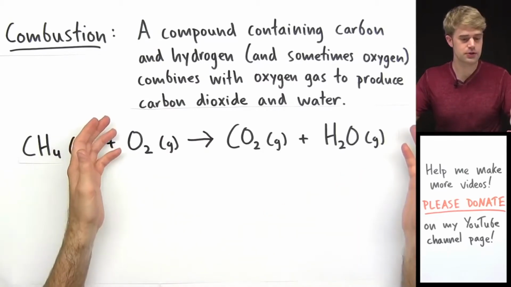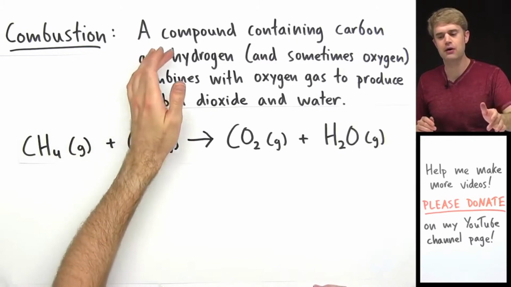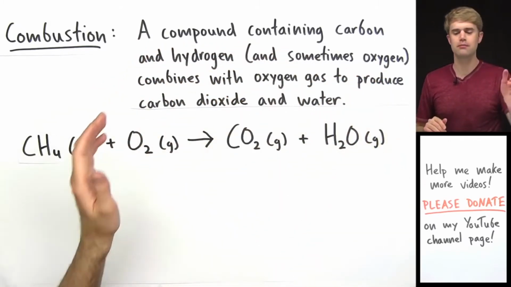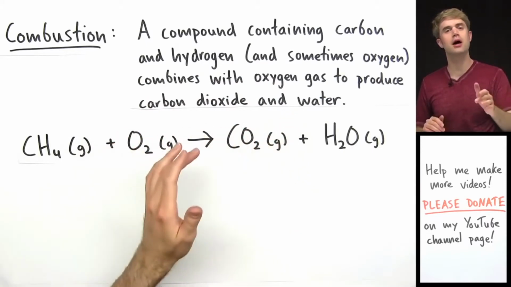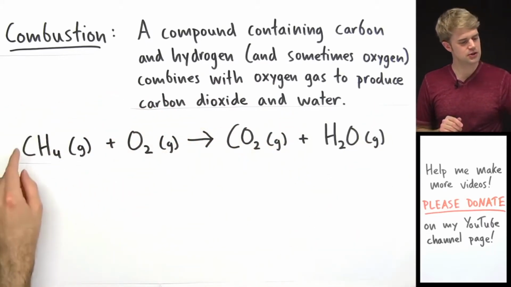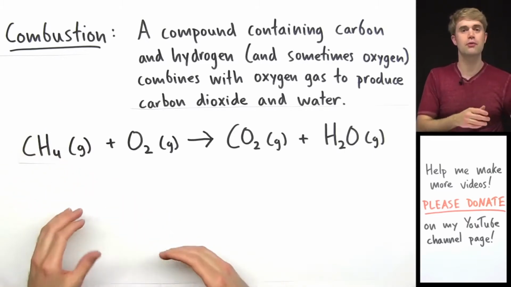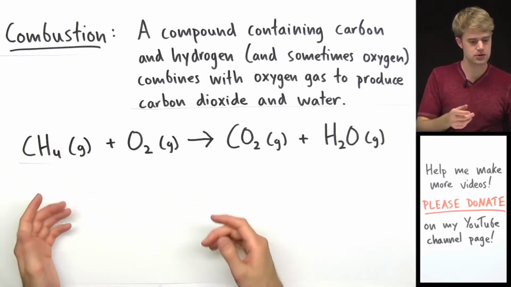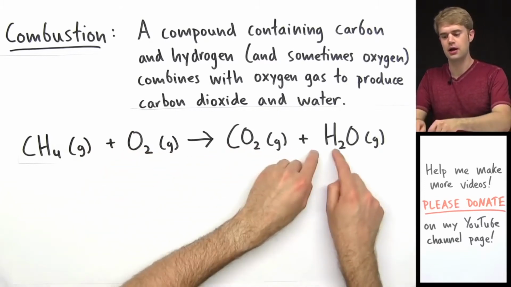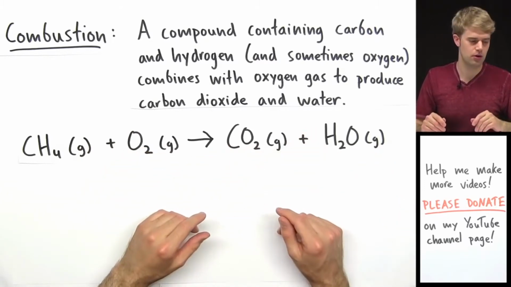And when something burns, what happens is that a compound containing carbon and hydrogen, and sometimes oxygen, combines with oxygen gas to produce carbon dioxide and water. Here in my example, CH4, which is the chemical formula for methane, that's a type of natural gas, combines with oxygen and it forms carbon dioxide and water, H2O.